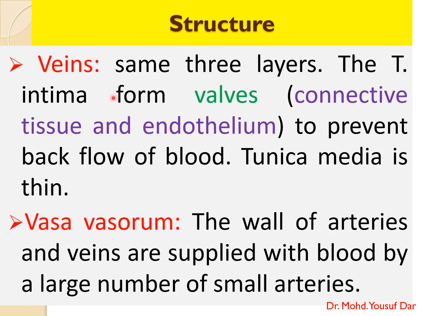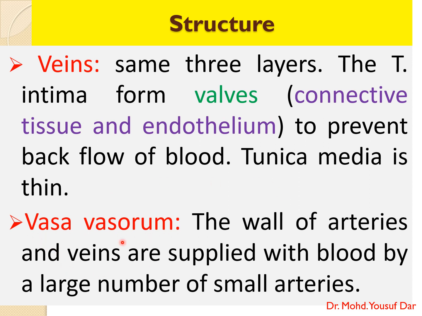Now the veins consist of the same three layers: tunica intima, tunica media, and tunica adventitia. The main difference between the veins and the arteries is that the veins have valves. The valves are formed by the tunica intima and prevent the backflow of the blood. And the tunica media in the veins is thin as compared to that of arteries.